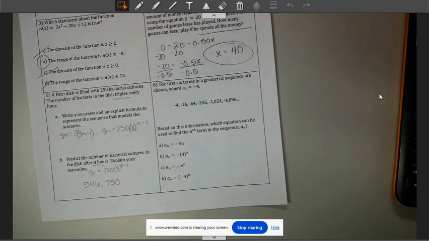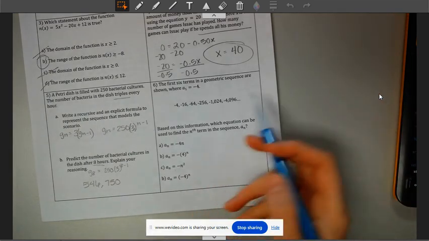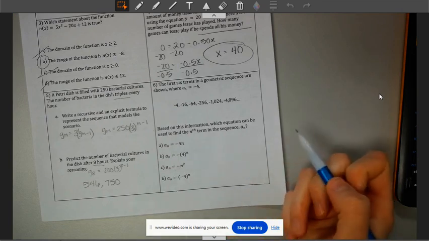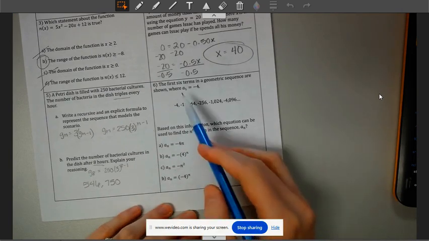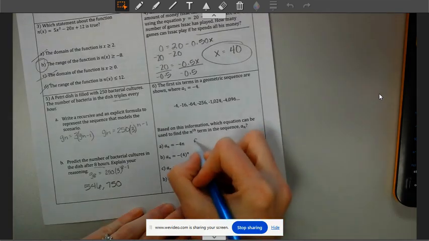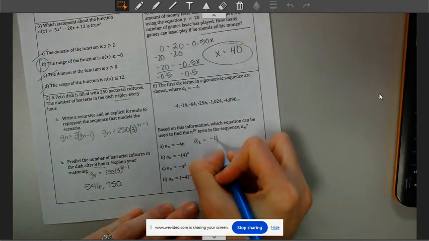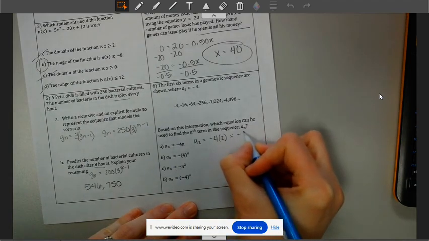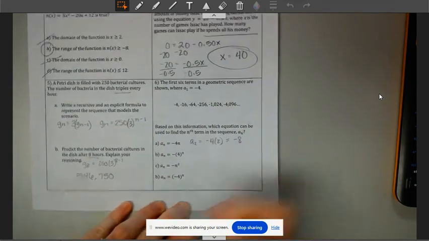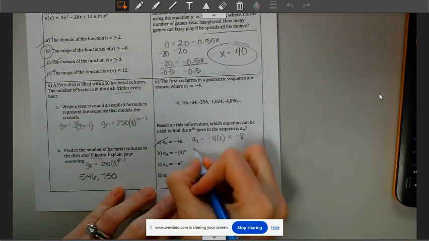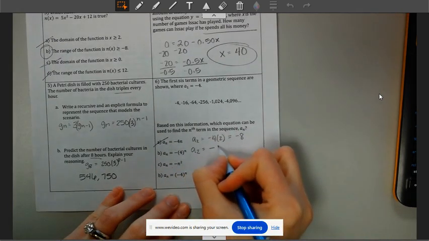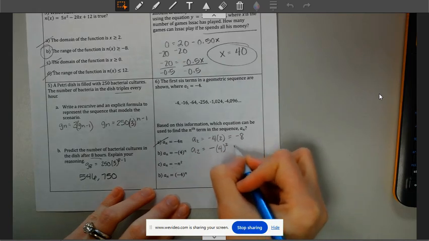Number 6, the first 16 terms in a geometric sequence are shown where a sub 1 is equal to negative 4. Based on this information, which equation can be used to find the nth term in the sequence a sub n? All I could do here is simply plug in the term numbers and see which one gets me the correct answer. So they all are starting with negative 4, so let's try the second term. So this time I would have a sub 2 is equal to negative 4 times 2. Well, negative 4 times 2 is negative 8. That's not what my sequence has, so the first one is incorrect. This one, a sub 2 is equal to negative 4 to the power of 2.